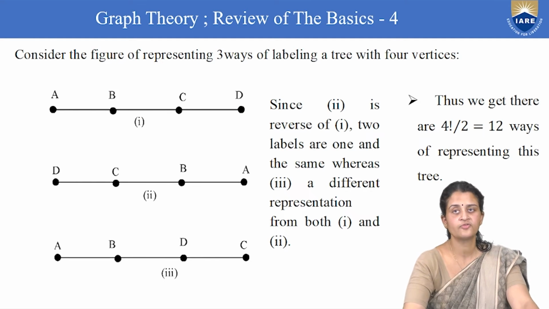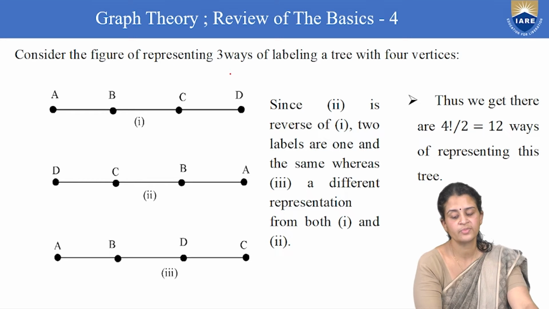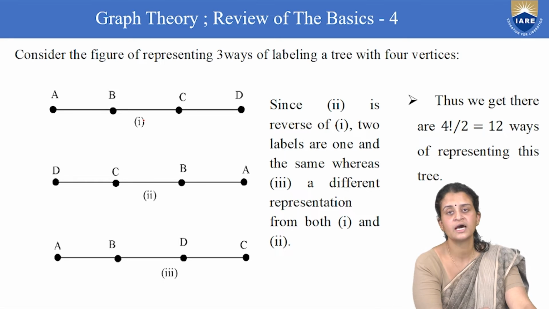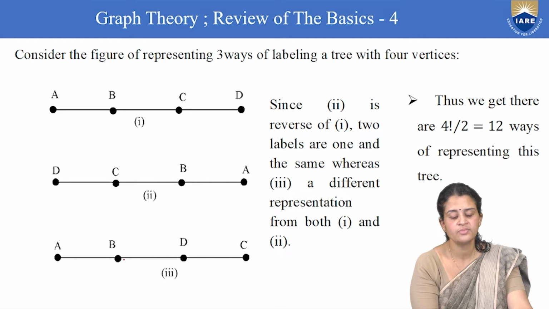Now consider this figure representing 3 ways of labeling a tree with 4 vertices. For the sake of simplicity, I have drawn it like this. Let it be a path with 4 vertices, marked A, B, C, D. Next, I have marked D, C, B, A. Do you find any difference between these first two? It is just the reverse order, so it is one and the same. Whereas A, B, D, C, this third figure is entirely different from the first and the second.